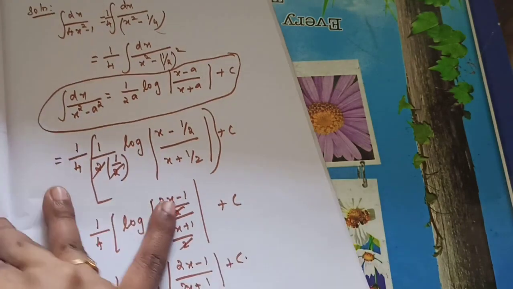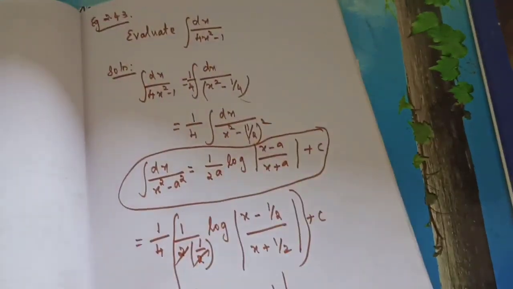Got it? I will repeat. So here it is a quadratic equation, but there is no x term, is it right? So dx divided by x square minus a square form, you can change by taking 1 by 4 outside. So just substitute the formula, take the LCM inside the modulus, cancel the common terms, and you will get the answer. Okay, got it?